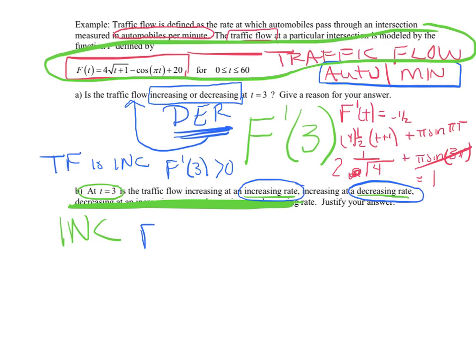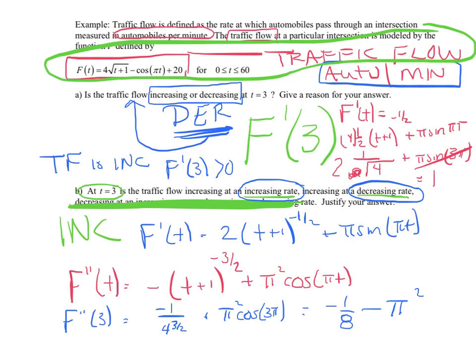So let me restart with f prime of t. I recall that was 2 times (t plus 1) to the negative half plus pi sine pi t. And you can go ahead again, pause it, take your derivative at 3, and determine whether we're increasing at an increasing or decreasing rate. Again, I apologize for the sloppiness. I've got my derivative with my chain rule here, plugging in my 3. So I end up with negative 1/8 minus pi squared, which is clearly a negative number.